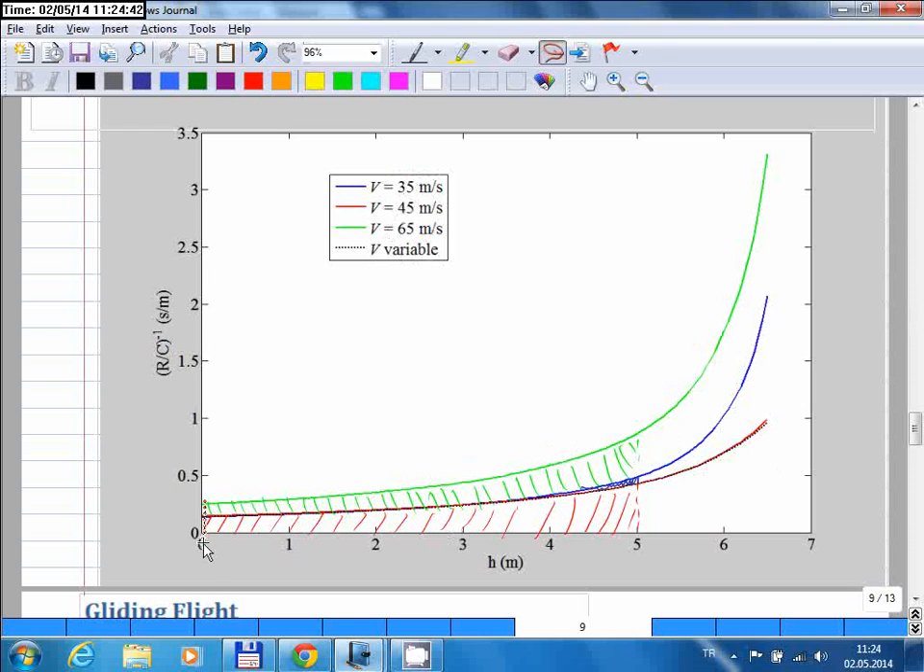So if you want to calculate time to climb from 0 altitude to 5 kilometers, the lowest area is given by this red one. If you perform the climb at this speed, time to climb will be the area under this red one. But if you want to climb at 65 meters per second, then you need to calculate the area under the green one, and as you can see, the area is much larger, almost twice the area of the other one.